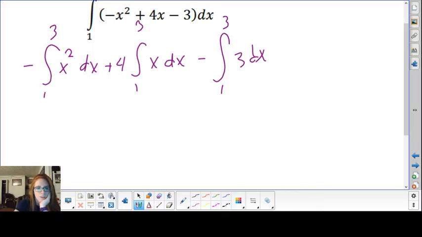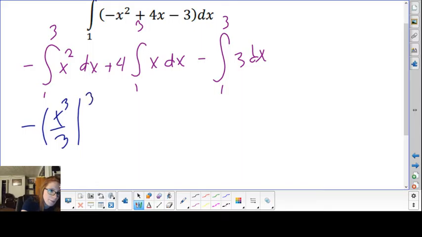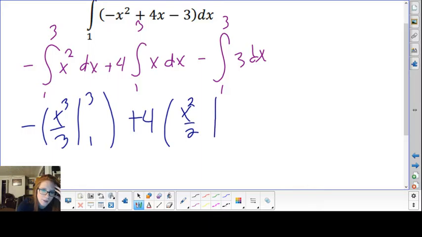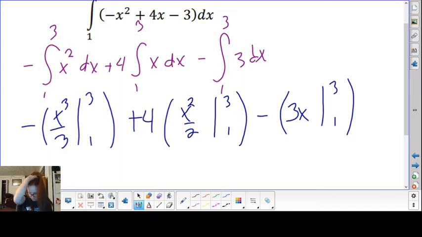Once I take that integration, that gives me negative times x cubed over 3, and I'm going to evaluate that between 3 and 1. Then I'm going to have plus 4 times the integration of x squared over 2 evaluated between 3 and 1. And then minus 3x evaluated between 3 and 1.